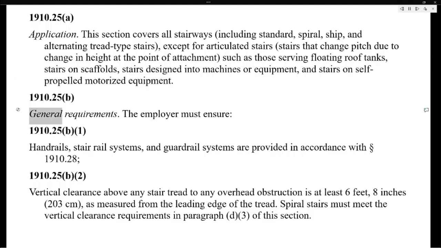1910.25(b) General requirements. The employer must ensure: (b)(1) Handrails, stair rail systems, and guardrail systems are provided in accordance with Section 1910.28. (b)(2) Vertical clearance above any stair tread to any overhead obstruction is at least 6 feet, 8 inches (203 centimeters), as measured from the leading edge of the tread. Spiral stairs must meet the vertical clearance requirements in paragraph (d)(3) of this section.